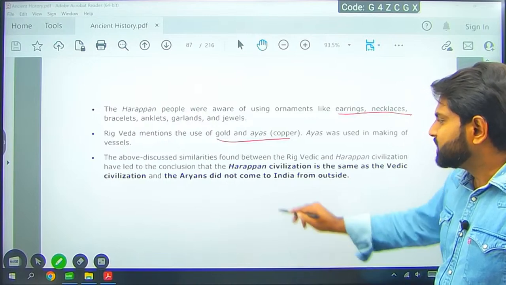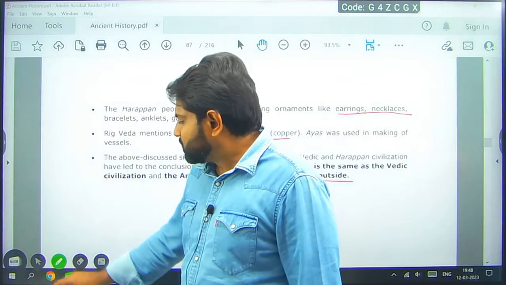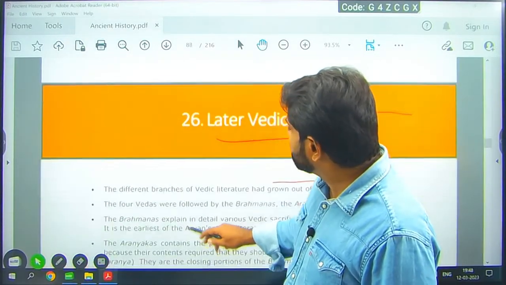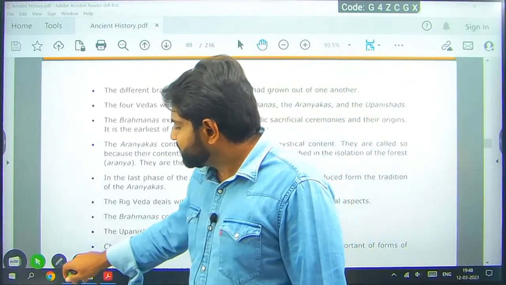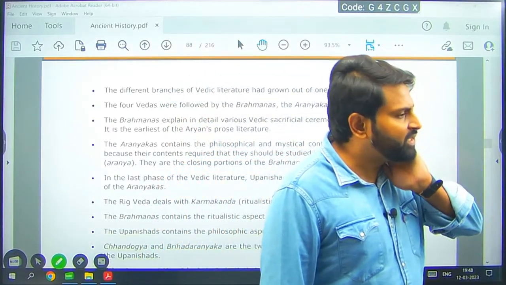So, we can say Aryans did not come to India from outside, unlike what Europeans and some Indian thinkers also believed, that Aryans are from outside. So, as I said, Vedic civilization can be divided into early Vedic period and later Vedic period.